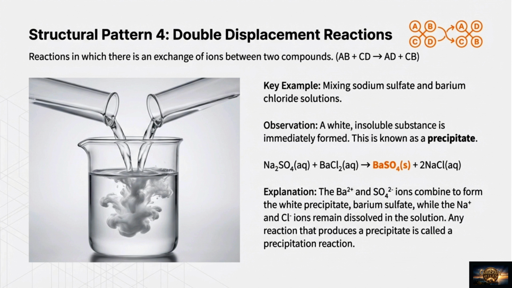Structural pattern 4 is the double displacement reaction. This involves an exchange of ions between two compounds. A common result is the formation of an insoluble white substance, called a precipitate.